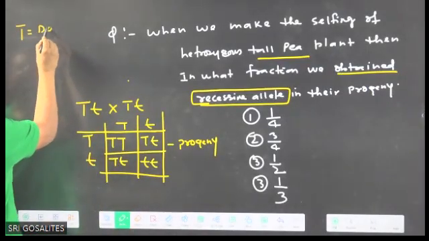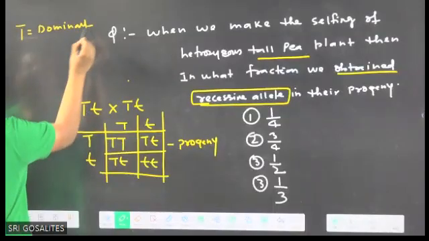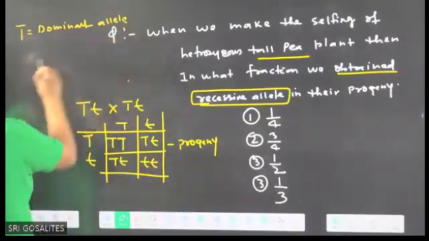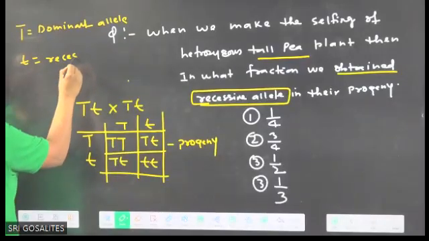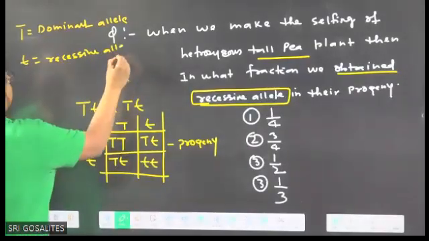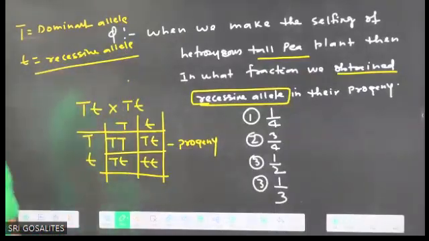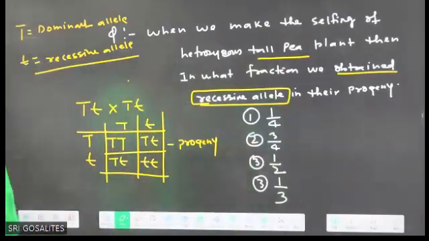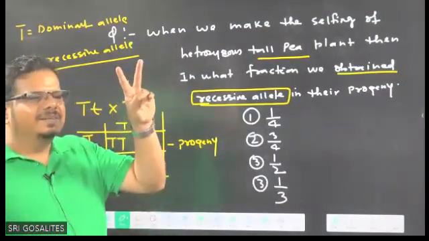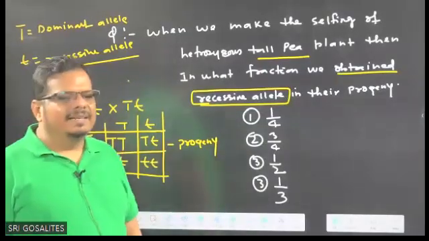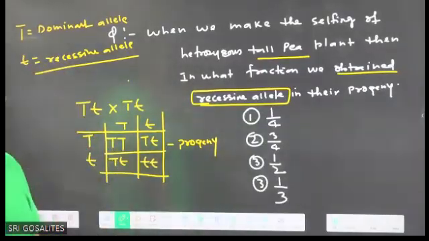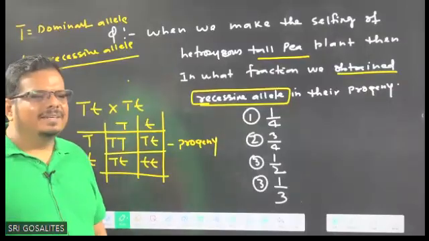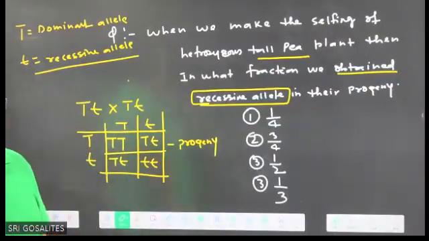Capital T is dominant allele, and small t is recessive allele. Now answer it. How many total alleles are there? Count the total number of alleles. Each box has how many alleles? 2. 4 boxes have how many alleles? 8. Out of 8 alleles, how many are small t? Tell me.